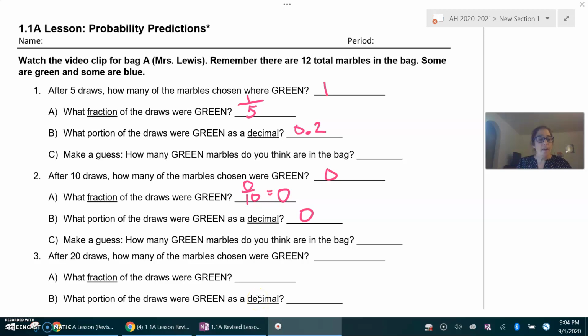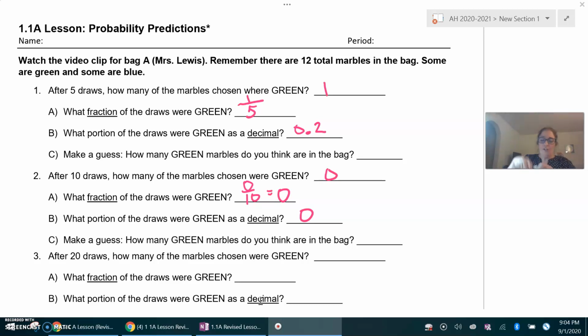Okay, now we're going to do the same thing again, only this time we're going to do 20 draws. So we're going to go a little bit faster this time. So I have a blue, and I have a green. So that's 3. That's a blue and a green. So far we have 2 blues and 2 greens. So we have 4 pulls so far. We have another blue. So that makes 5, 6, 7, 8, 9, 10. So far we're halfway through and we have 8 blues and 2 greens.